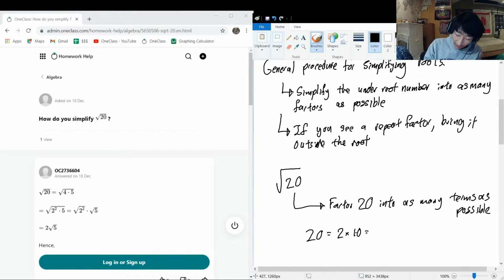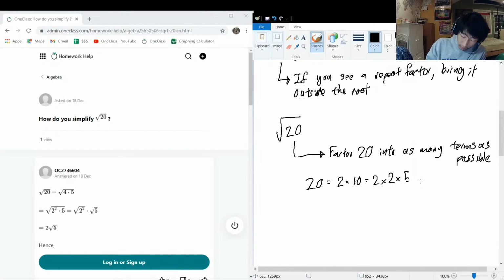So we can rewrite this as 2 times 2 times 5, right? 2 times 5 is 10, and multiply that whole thing by 2 again, and you'll get 20. So we can put this whole thing, 2 times 2 times 5, under the root. And this is completely equivalent to what we had before. Before we had 20 under the root, now we have 2 times 2 times 5 under the root.